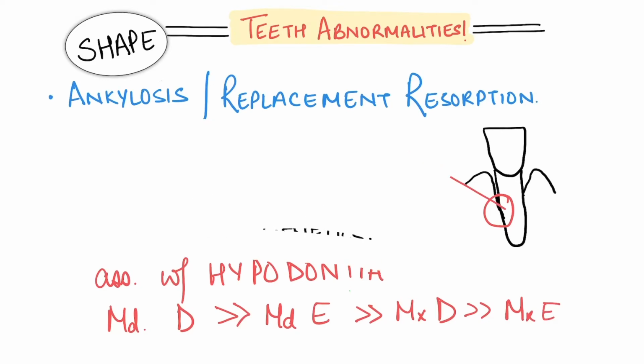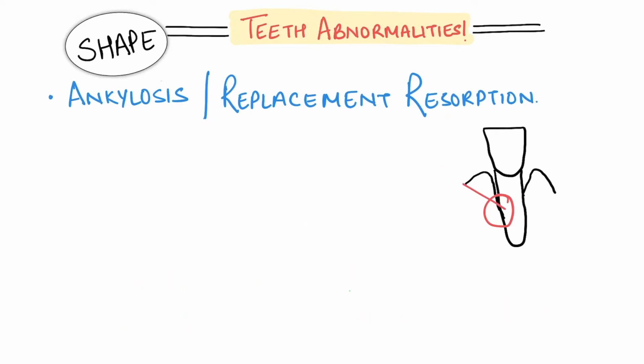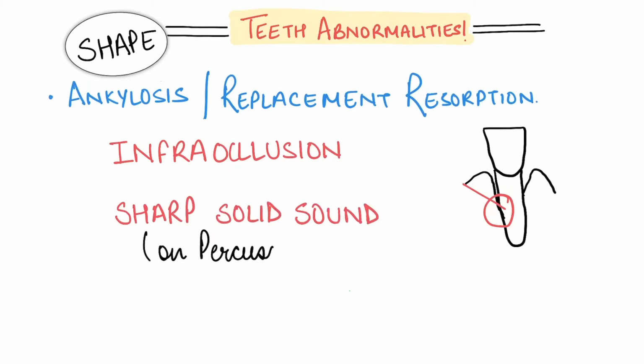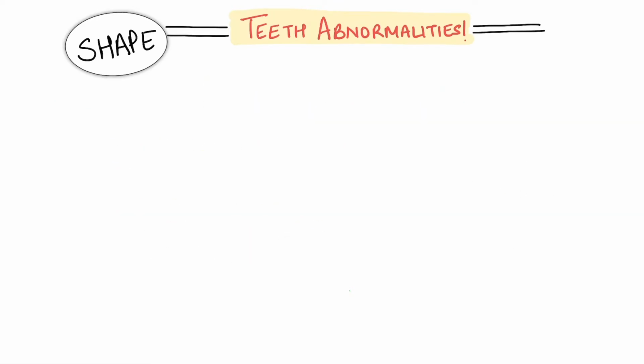Clinically, the ankylosed tooth is usually found in infraocclusion and it doesn't grow more. There is no eruption. And when you percuss this tooth, it gives a sharp solid sound. It is because there is no PDL, the tooth is directly connected to the bone.